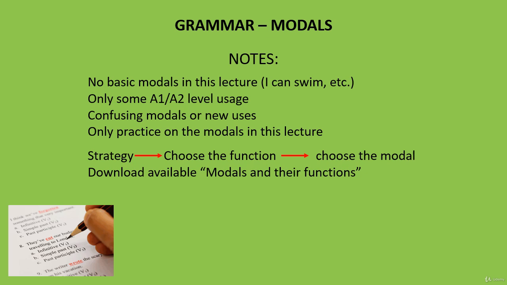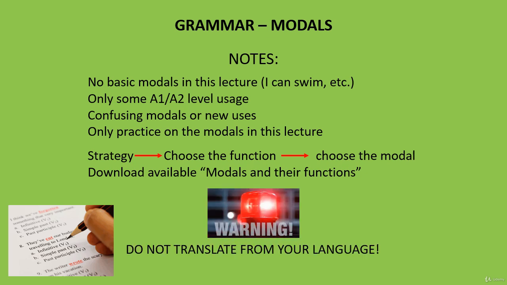Now, a warning here. Do not translate from your language. You can't think, in Russian we say должен, so in English we must use must. Or in Turkish we use ebilir, abilir, so that is always can. Because in English, modals do not have all the same meanings as the ones in your language. You must choose the meaning you are trying to convey, and then choose the modal. If you translate from your own language, you will make mistakes.